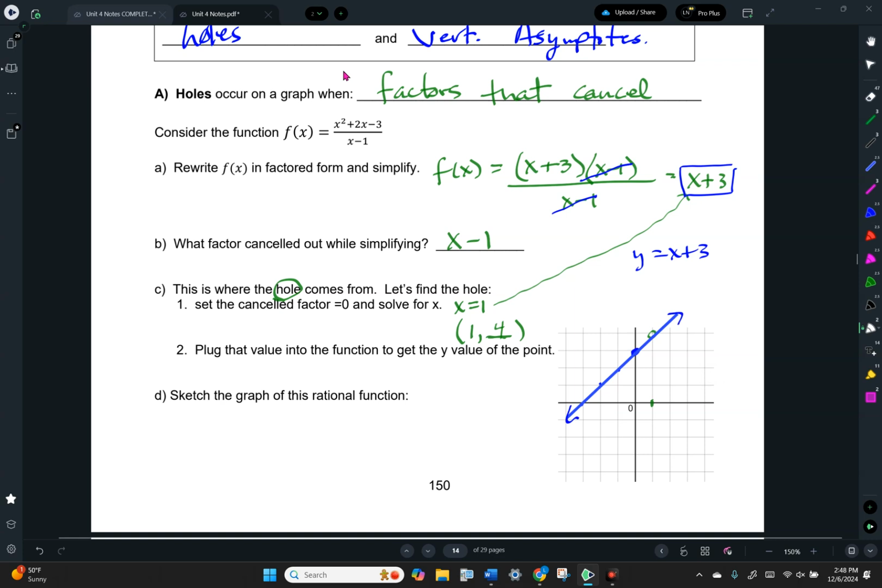But the fact that there's a hole there means that there's a little space in the graph at x equals 1. Okay, so in this case, you had a hole, but it was the graph of a line. So all rational functions don't turn out to be lines. They could be anything that might have holes or vertical asymptotes. Okay, so that's the idea of a hole.